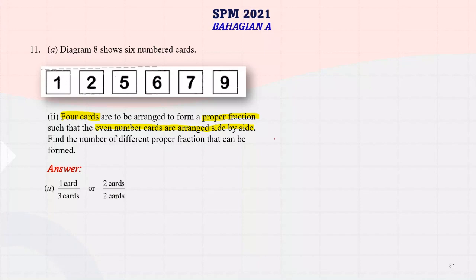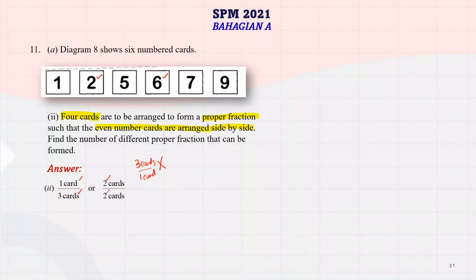Okay, proper fraction tu boleh jadi macam ini je. Kalau atas ni 1 kad, bawah tu mesti 3 cards. Atau atas 2 cards, bawah pun mesti 2 cards. Dia tak boleh atas 3 cards, bawah 1 card. Yang ni tak boleh sebab dah jadi improper fraction. Okay, so kita akan tengok one by one. Kalau 1 kad, bawah 3 kad macam mana. Lagi syarat, 2 even number tak boleh berpisah, mesti side by side. Kalau kita tengok the whole thing here, kita cuma ada 2 dengan 6 je.